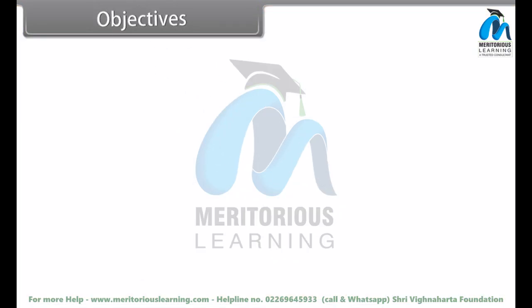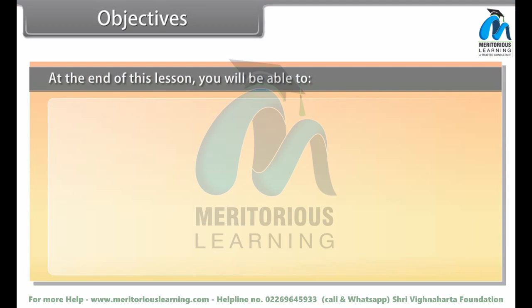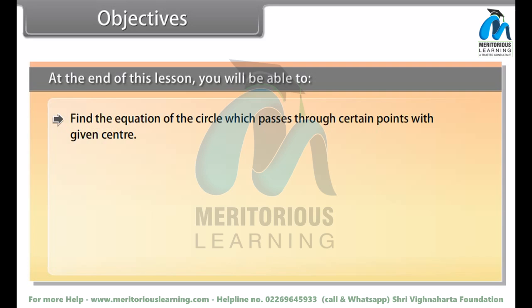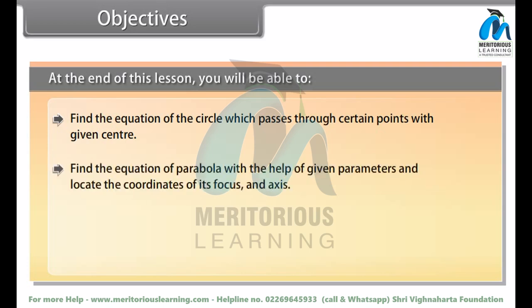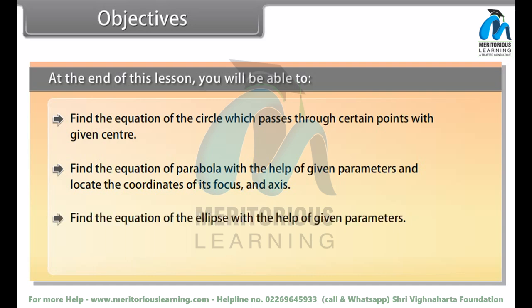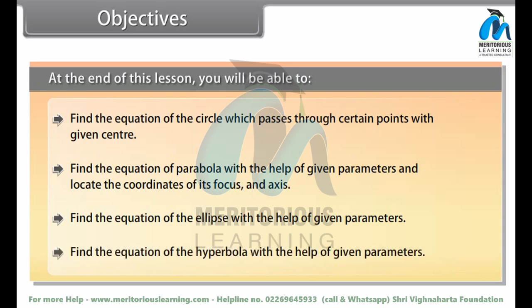Objectives. At the end of this lesson, you will be able to find the equation of the circle which passes through certain points with given center. Find the equation of a parabola with the help of given parameters and locate the coordinates of its focus and axis. Find the equation of the ellipse with the help of given parameters. Find the equation of the hyperbola with the help of given parameters.